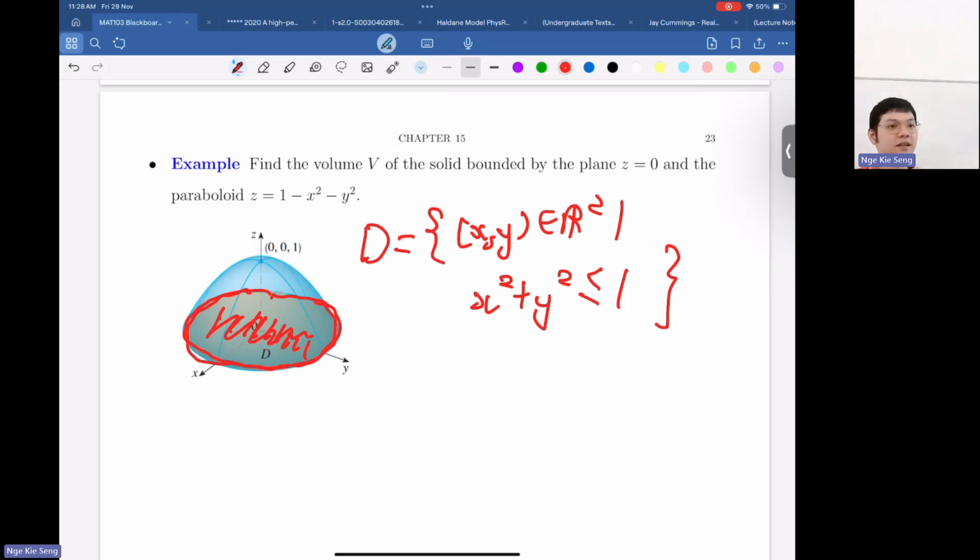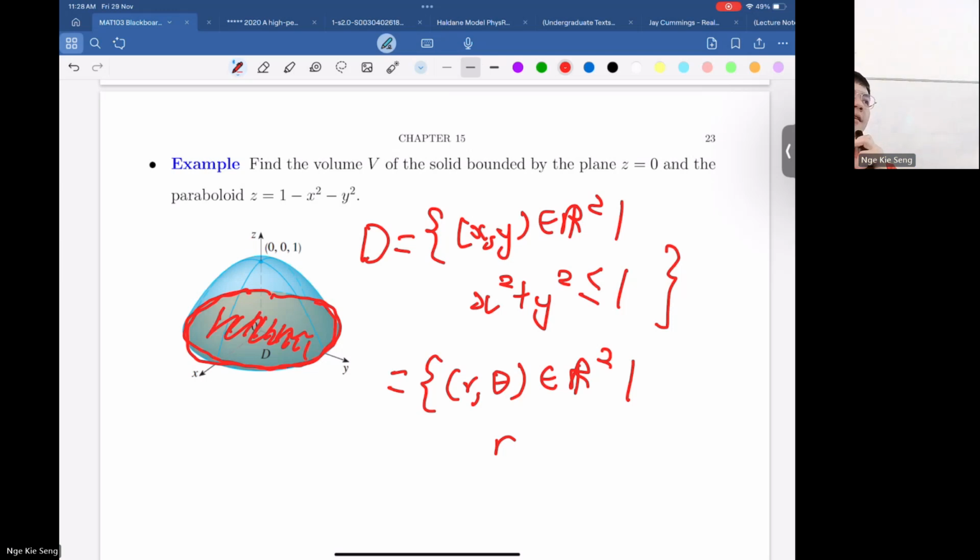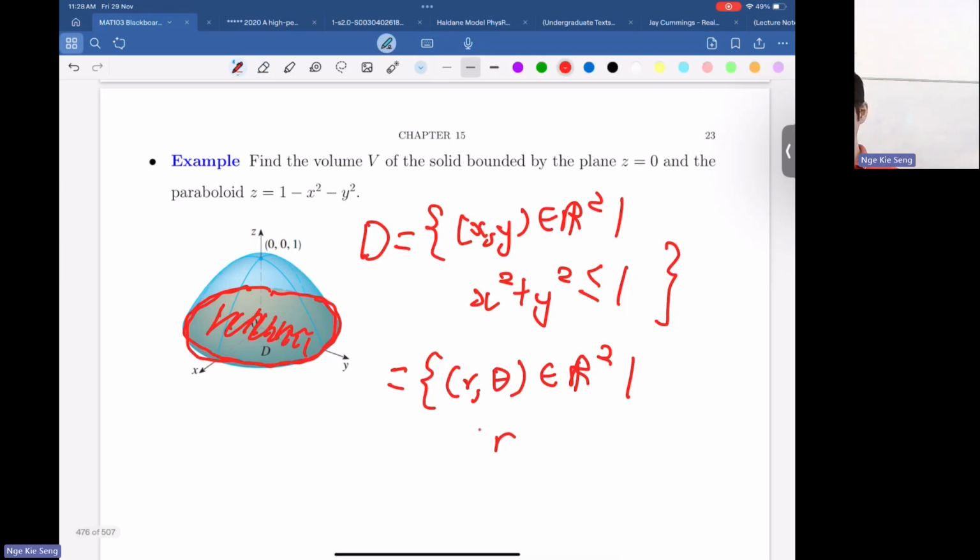Okay, but this is a circle. A circle is a kind of polar rectangle. Can you write it in r theta form or not? What is the radius you take? What is the angle you take? Radius going from where to where, if you want a circle? 0 to 1 in this case. Angle, 0 to 2 pi.